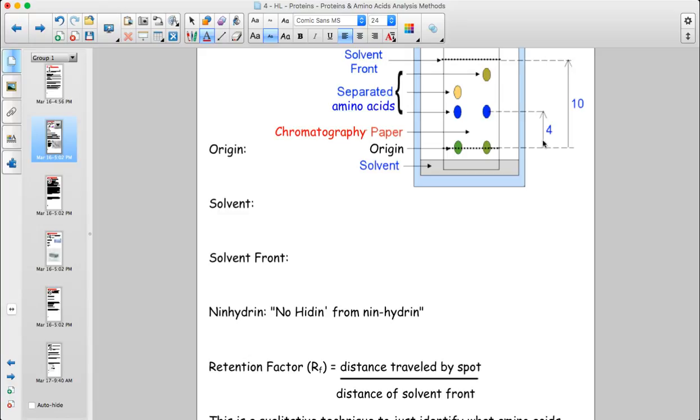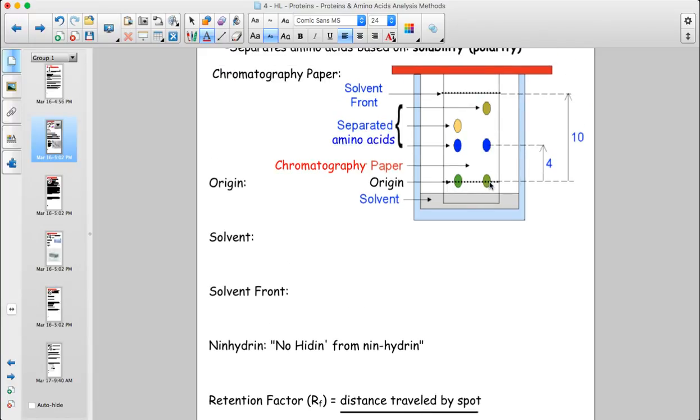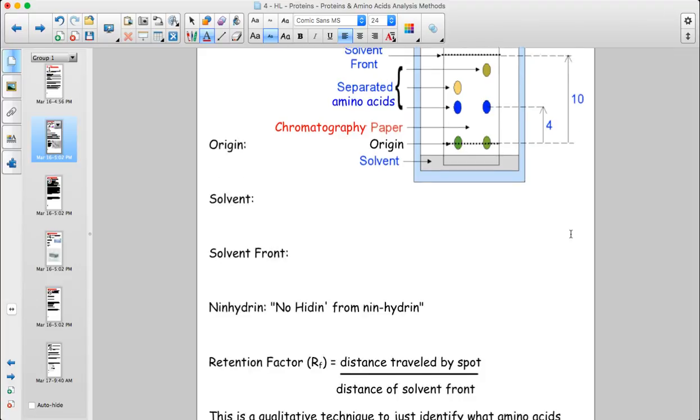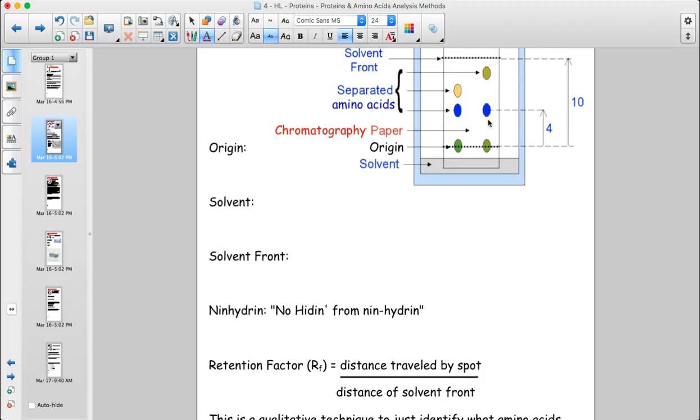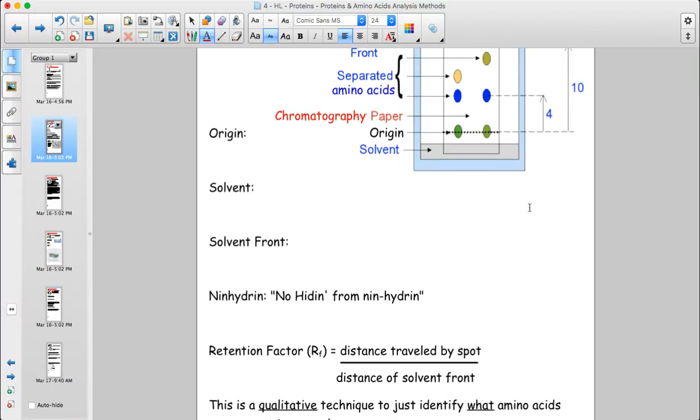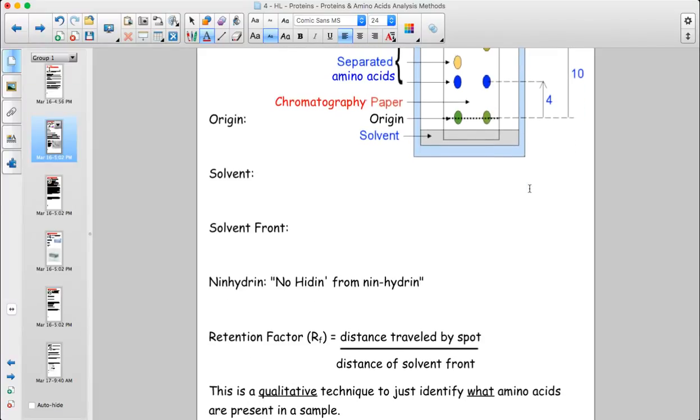And then you compare that to how far the solvent made it. So if this is the origin and this is the solvent front, that's 10 centimeters. So the Rf value for this amino acid, this little spot here, would be 0.4. It's almost like a percentage. How far did the amino acid make it compared to the solvent front?